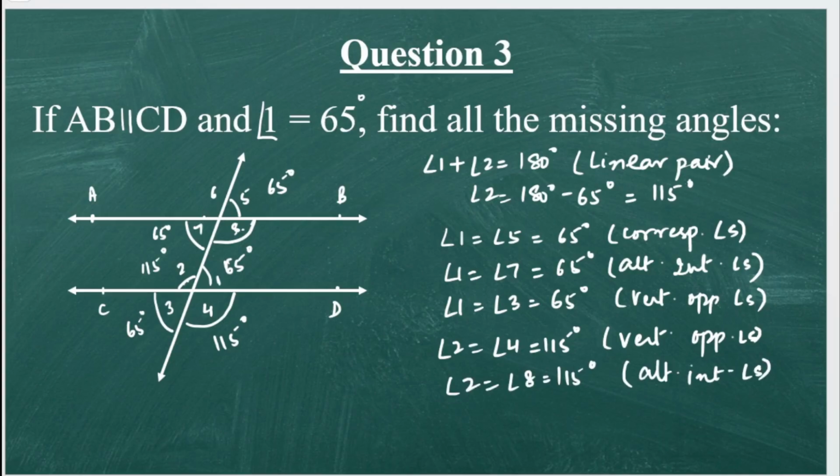Finally, angle 6 will be equal to angle 8 because they are again vertically opposite angles, or you can say that angle 2 and angle 6 are equal because they are corresponding angles. Use any reasoning, the angle will come out the same. So angle 2 and angle 6 are both equal to 115 because they are a pair of corresponding angles. By any reasoning of corresponding angles, vertically opposite angles, or alternate interior angles, you can find all the missing angles even if only one angle is given to you. The only condition is the lines must be parallel.